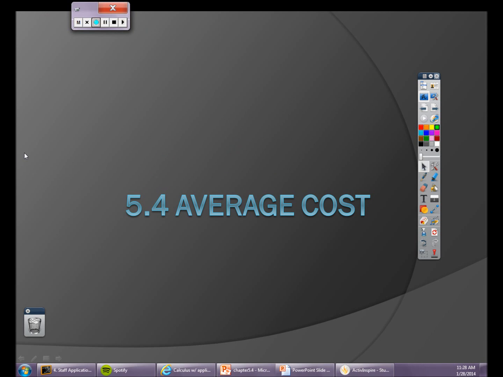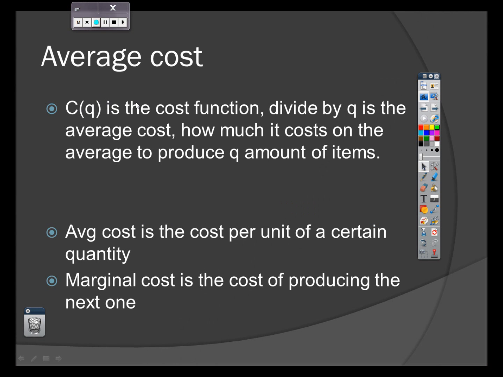Section 5.4, Average Cost. I'm interested to know how much it costs on the average to produce Q amount of items. We're going to take a look at that in this section for the next few minutes. C of Q could be a cost function. If I divide that by the quantity Q, that's going to give me my average cost.